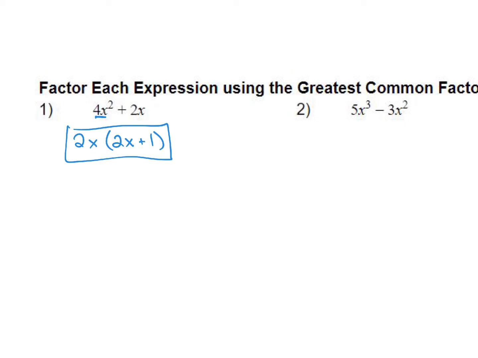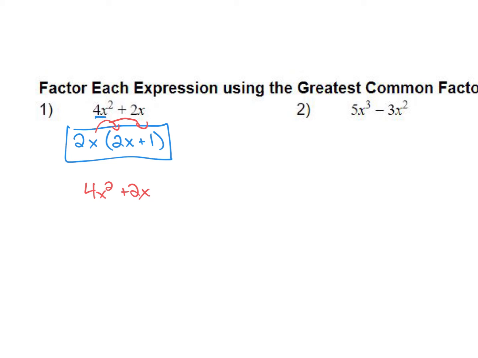Now keep in mind that we are trying to basically undo the distributive property. So if we take a second to distribute back into this, we should return to that original expression. 2x times 2x is 4x squared. 2x times 1 is 2x. So basically, when you're factoring out, if you can distribute something, we can factor it out. So let's take a look at example 2.